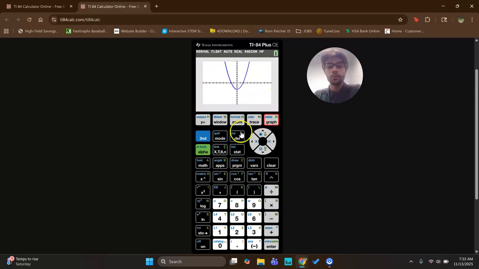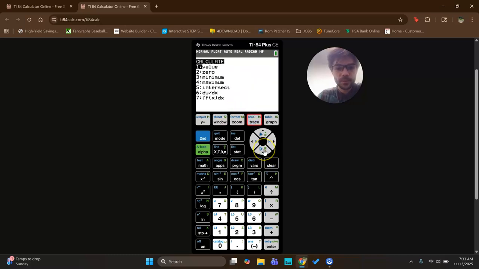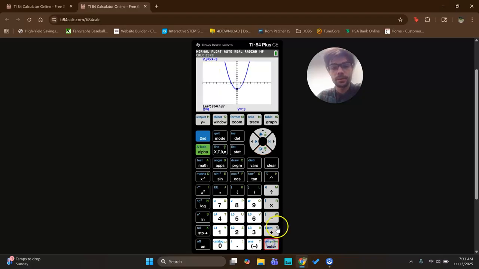So now, remember, where it crosses the x-axis, that's the zeros. So now we can look at the zeros and be like, alright, let's find those. So we got a 0 here and here. Again, second, trace. That brings us to calc because that's in the blue. Now we want our zeros. Alright, so click the 0 button.